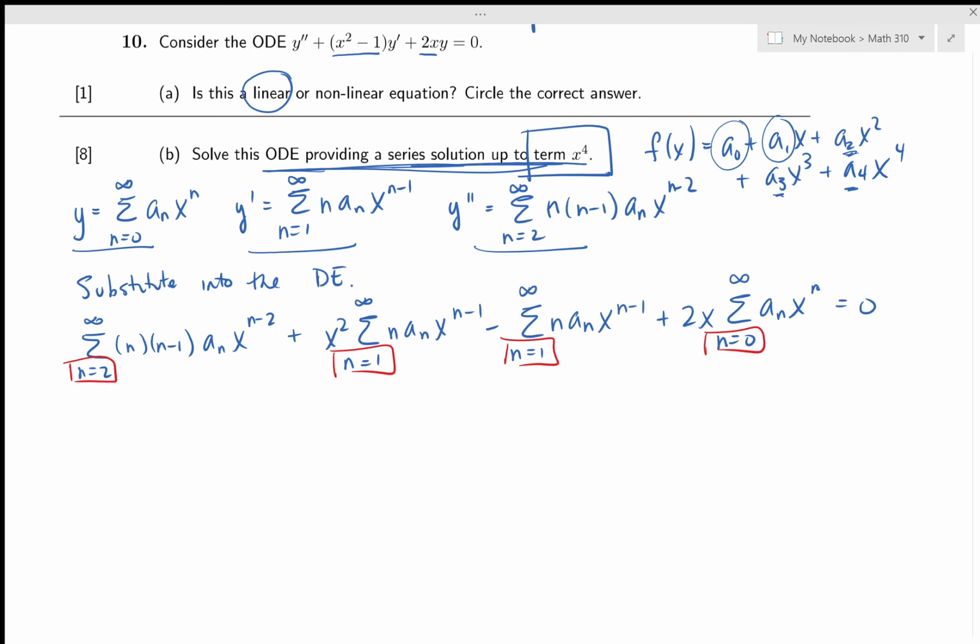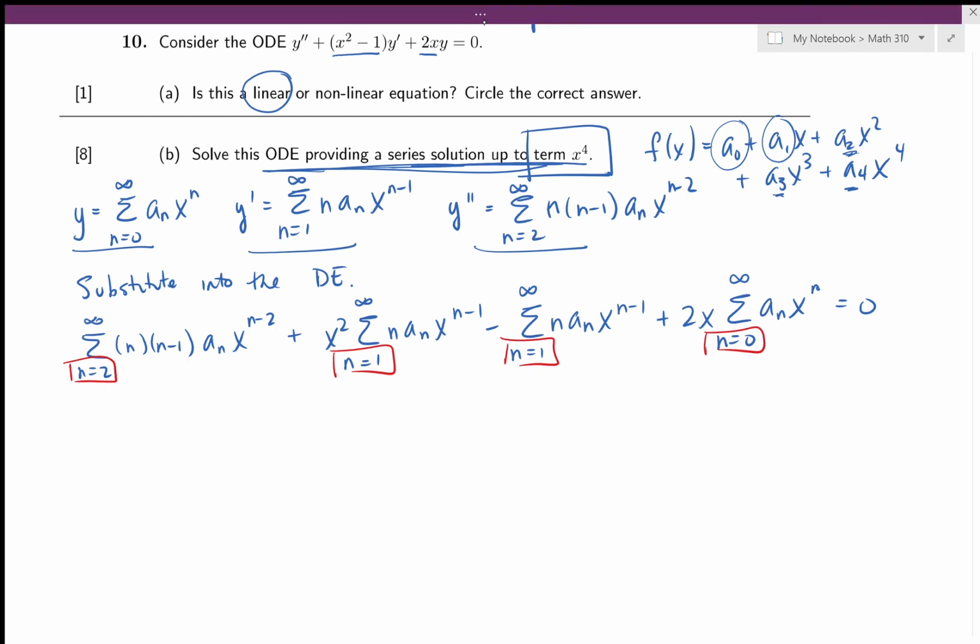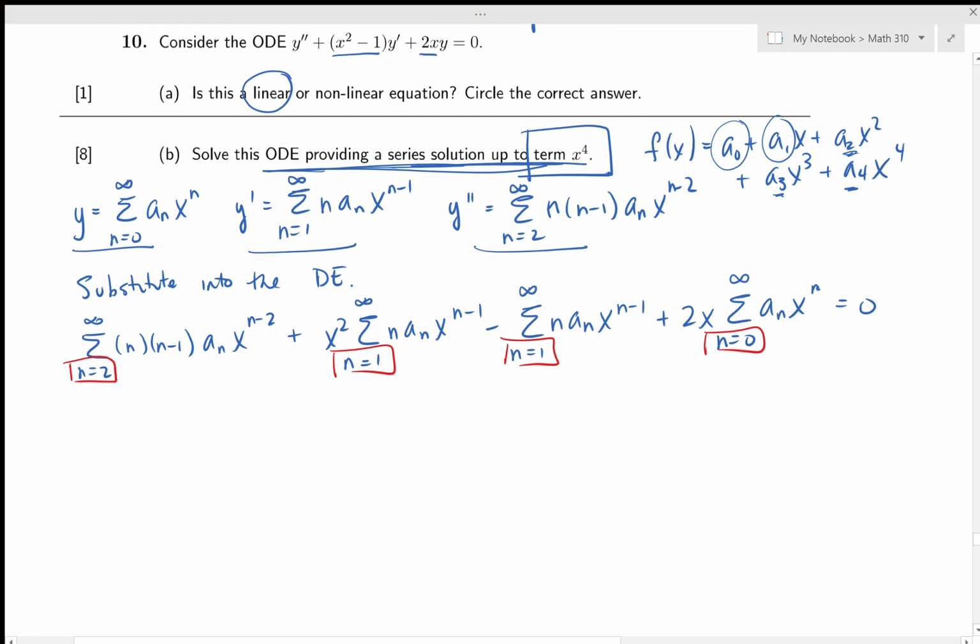Let me show you what I mean here. Here we go. I'm first going to be adjusting on the powers of x. So I'm going to notice that this one is x to the n.